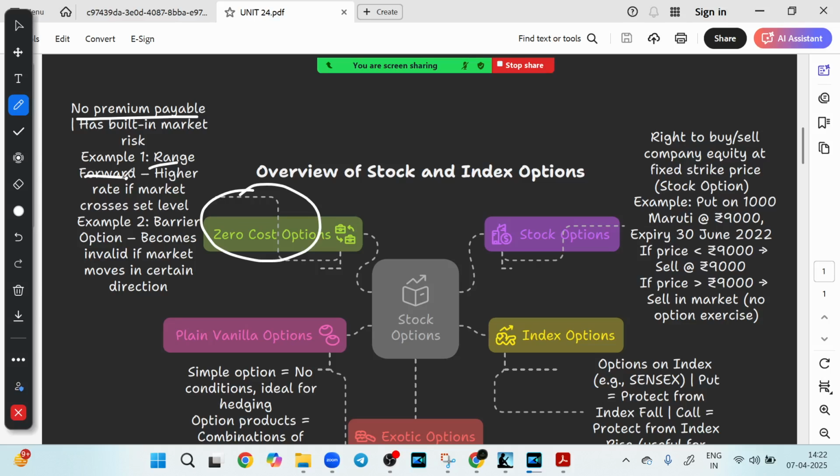I've given you 3 flavors: exotic, plain vanilla, and zero cost. And those are asked every year from these 3 types. You must know everything about it.